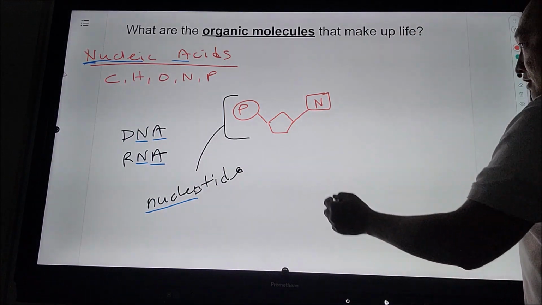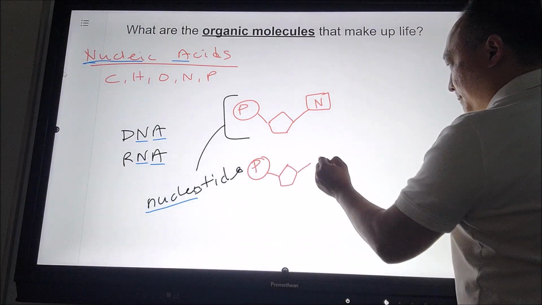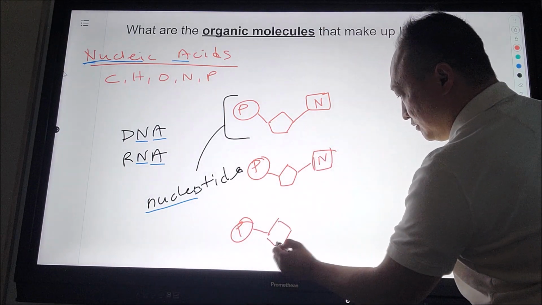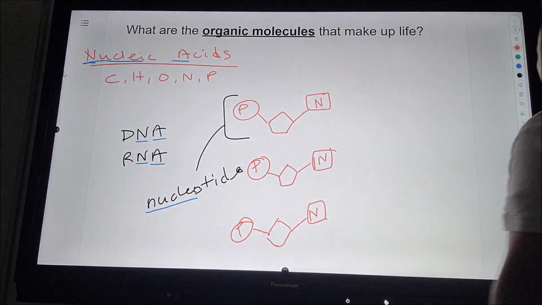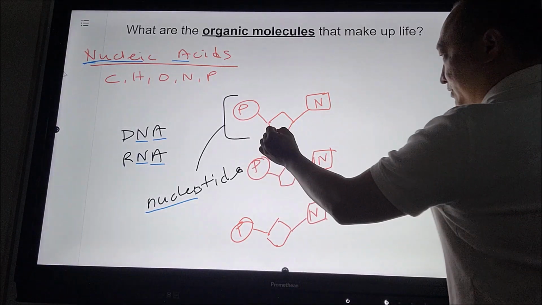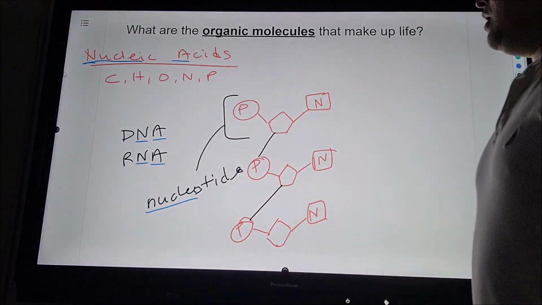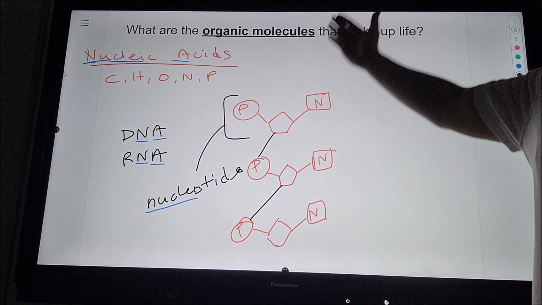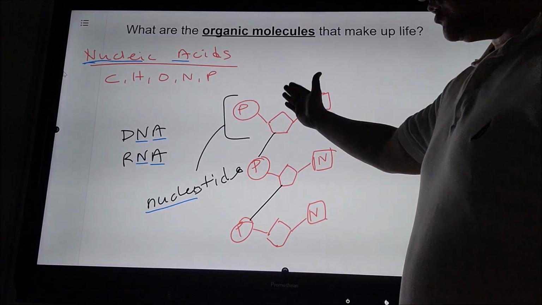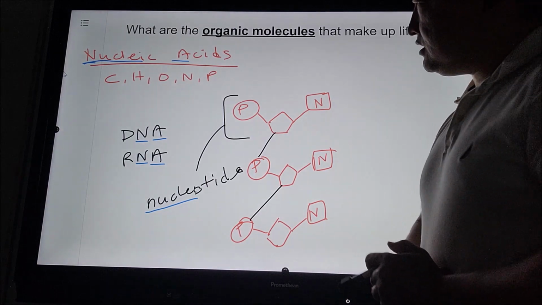All right, so I'm going to draw a few more of these. Just draw one more. And now these are connected to each other, not from the phosphate to the phosphate, but rather the ribose, or the sugar, to the phosphate, and this will eventually end up being one of the strands that make up DNA. DNA has 2 strands of nucleotides, and then RNA has 1 strand. We'll get into that more later in Unit 5.